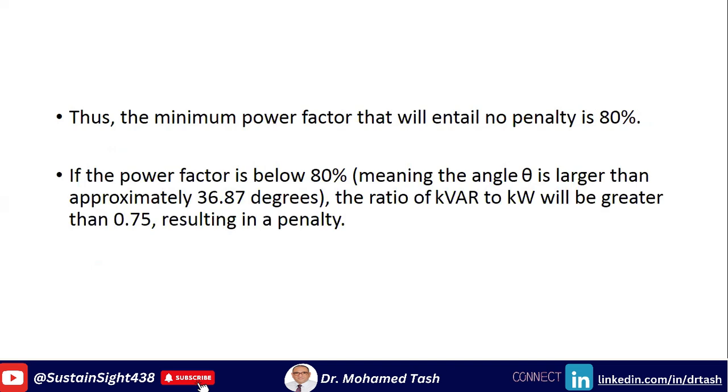It means if the power factor is below 80%, meaning that theta is larger than 36.87 degrees, the ratio of kVAR, or reactive power, to the real power will be greater than 0.75, and this will result in a penalty for the organization.